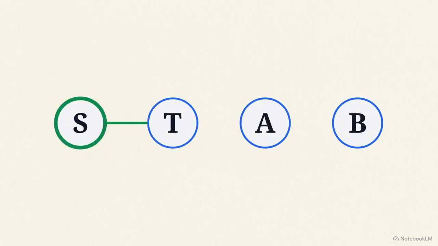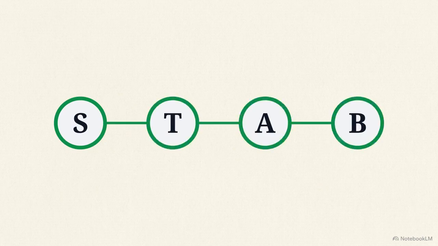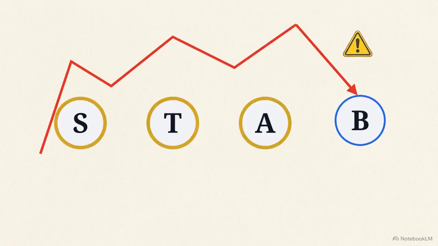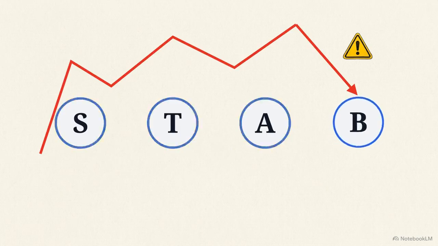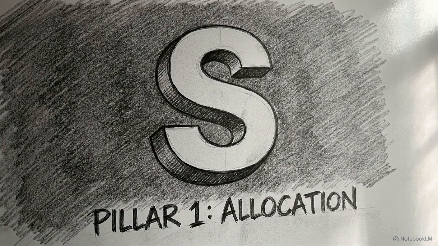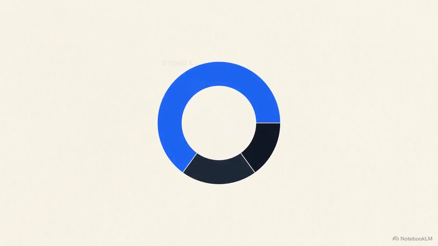We have to execute these 4 steps in exact chronological order. If you jump straight to adjusting your bids before you fix the underlying account structure, you are optimizing a broken system. Step 1 is S for spending and segmentation. We start by looking at exactly where your cash is flowing across the entire account.